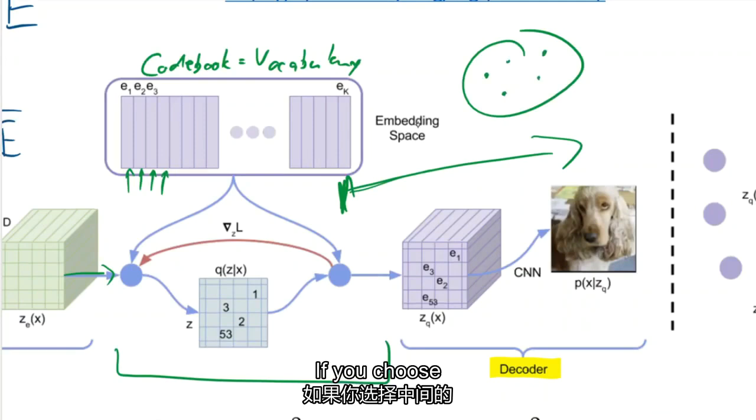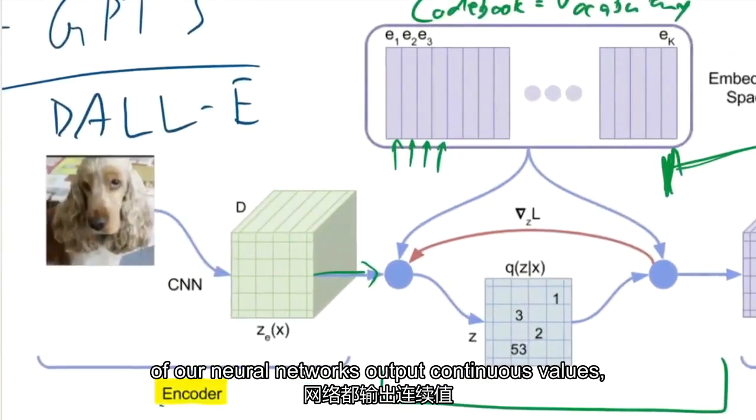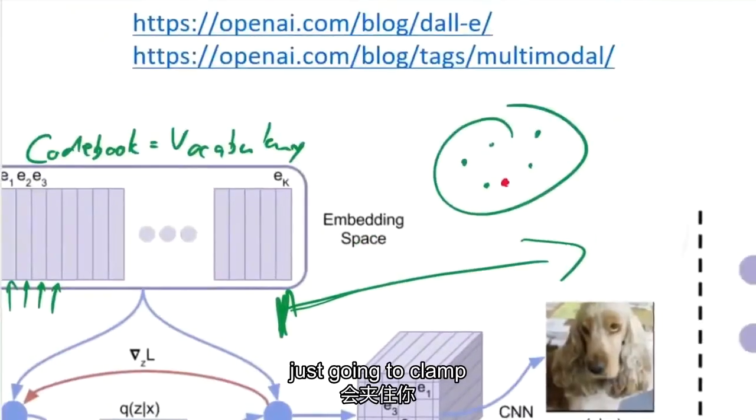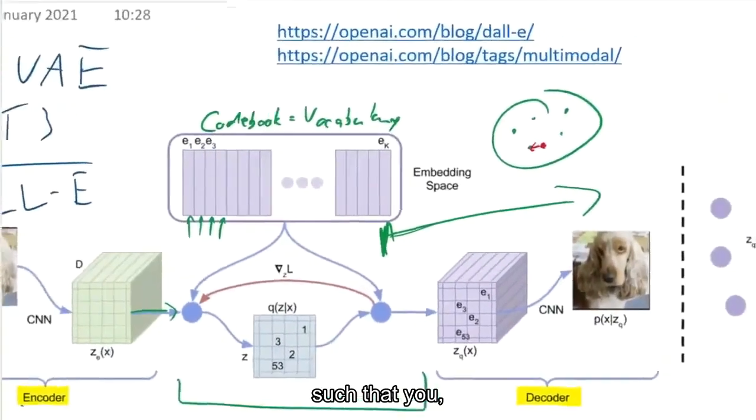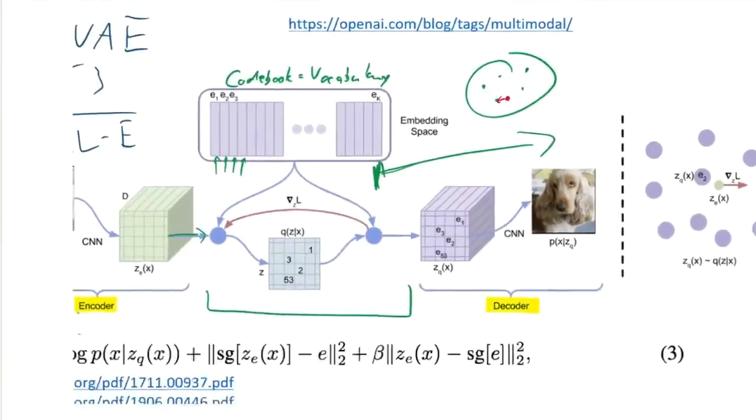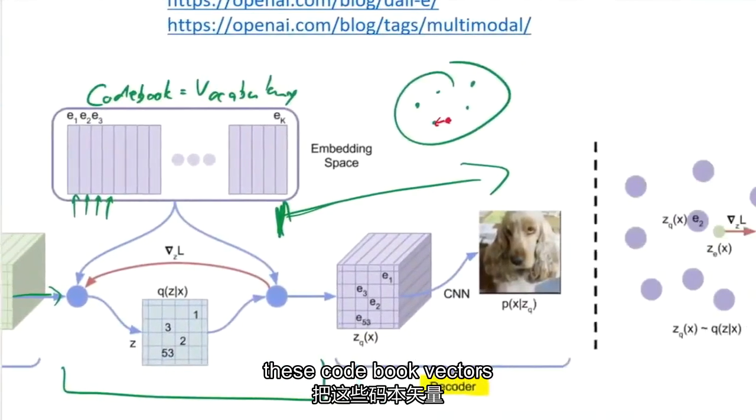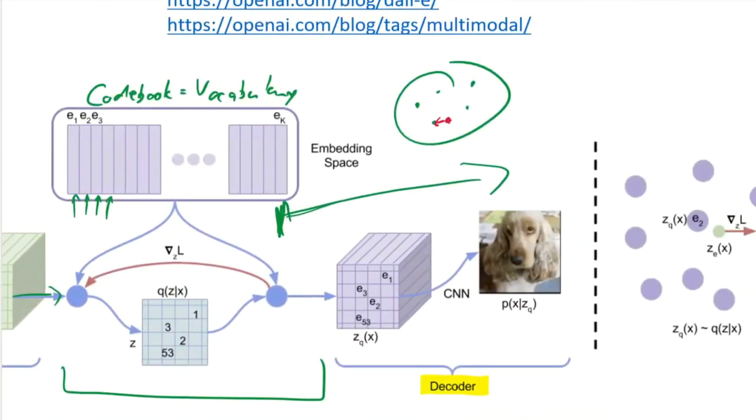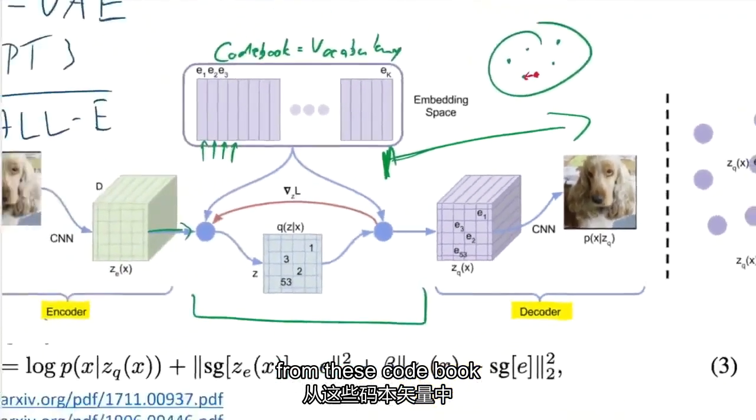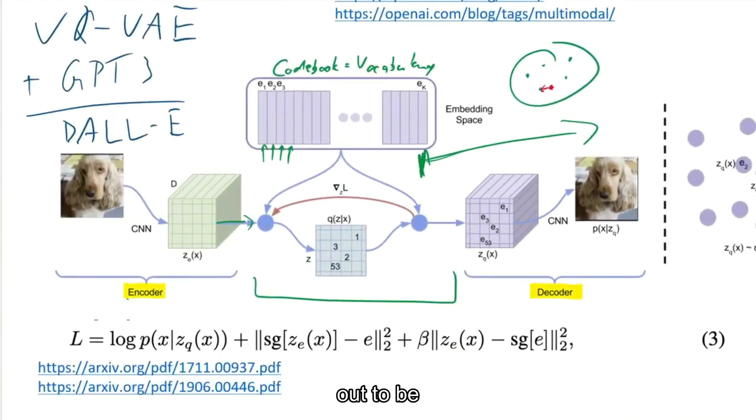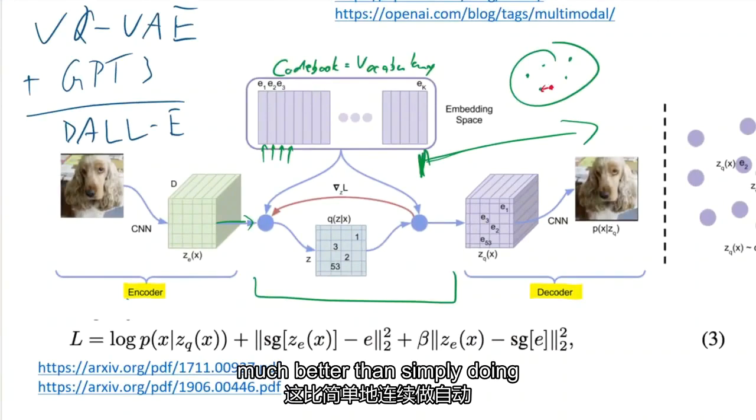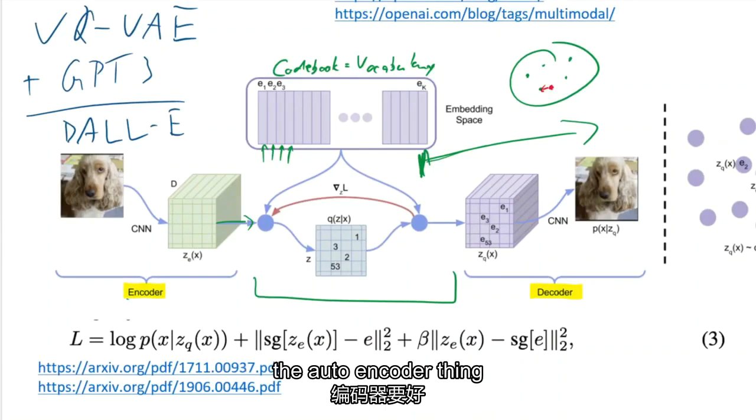And if you choose something in between, which you inevitably will, because all of our neural networks output continuous values, we're just going to clamp you. We're just going to find the nearest one in our codebook, and we'll make it as if you had output that one. So the encoder can only hit one of those codebook vectors. Then you feed these codebook vectors to the decoder, and the decoder just decodes from these codebook vectors. And that turns out to be much, much better than simply doing the autoencoder thing continuously.